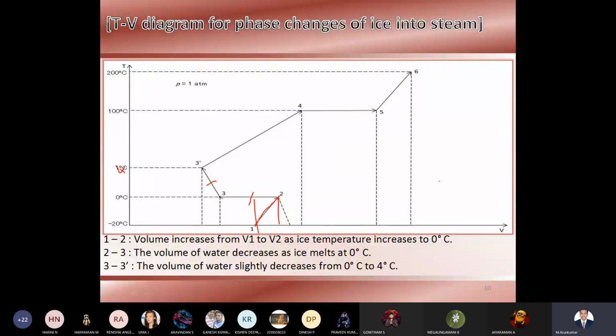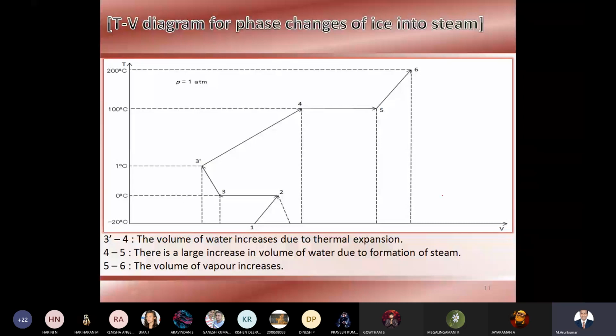Then again, in the next process, from saturated liquid to superheated saturated vapor, the volume of water gets increased due to thermal expansion, right? So in the fourth and fifth process, again saturated liquid to superheated, I think. Yes. So in this region, there is a large increase in volume of water due to formation of steam. And finally, we can get the superheated steam with the increased volume.